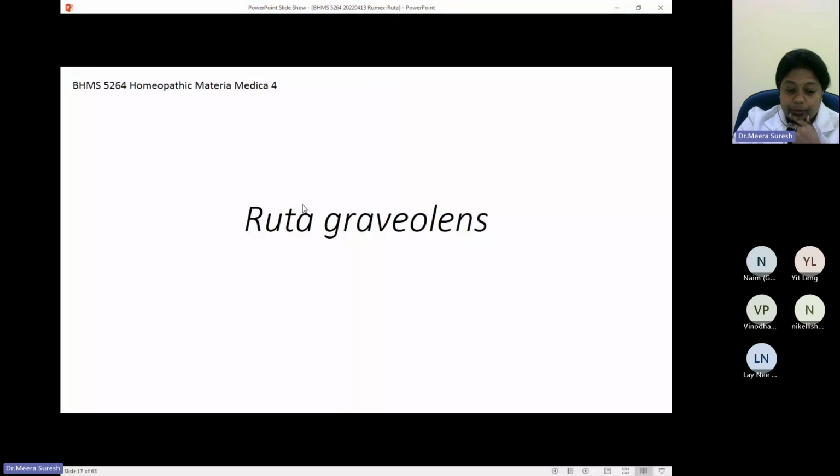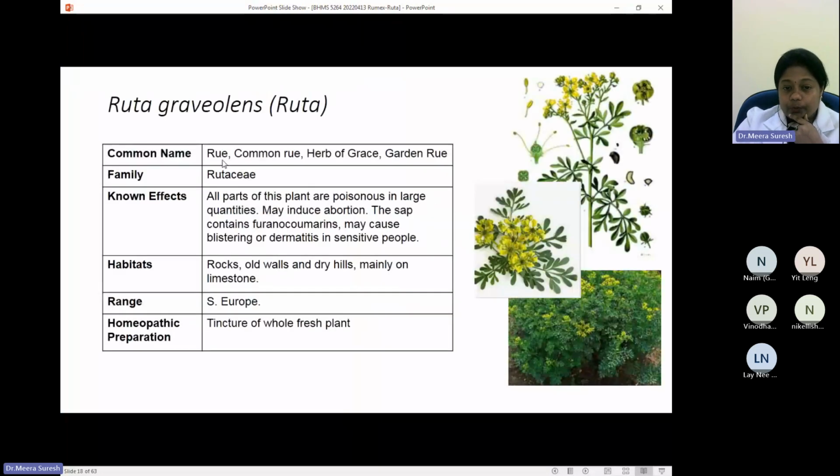Many other conditions can also be given for exostosis, like Hekla lava and Calcarea fluorica. Ruta can be given. Then there can be pain in the tendo Achilles or the heel region; Ruta is a good remedy. For ganglion, we can also go for Ruta. The common name is Rue, and because it is Rue, we get the clue. It is something related to Ruta, so an MCQ will be asked. The family is Rutaceae. All parts of this plant are poisonous and can induce abortion.